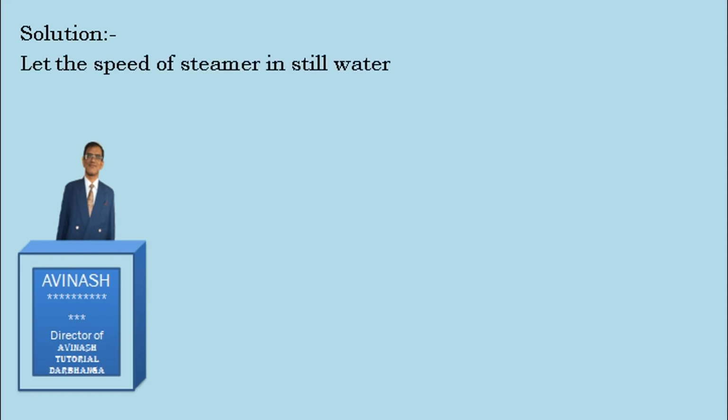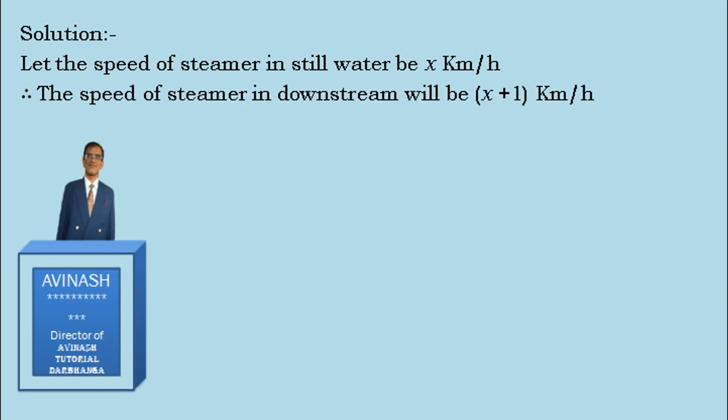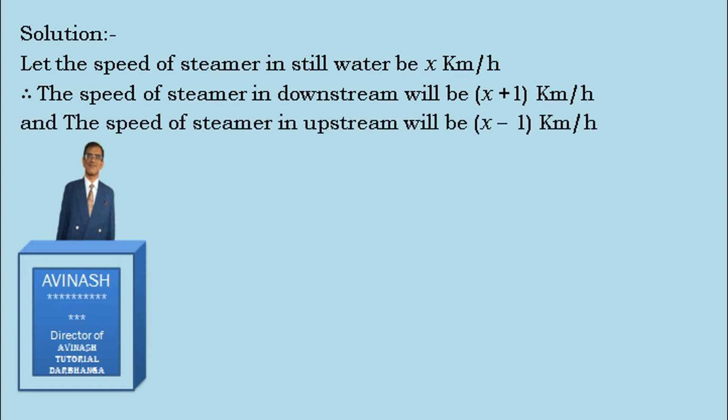Let the speed of the steamer in still water be x kilometer per hour, because we have to find the speed of the steamer in still water. We don't know it, so I have assumed it to be x kilometer per hour. The speed of the steamer in downstream will be x plus 1 kilometer per hour. Why? Because downstream means the steamer goes in the direction of the flow of water, so we add the speed of the steamer in still water and the speed of the stream.